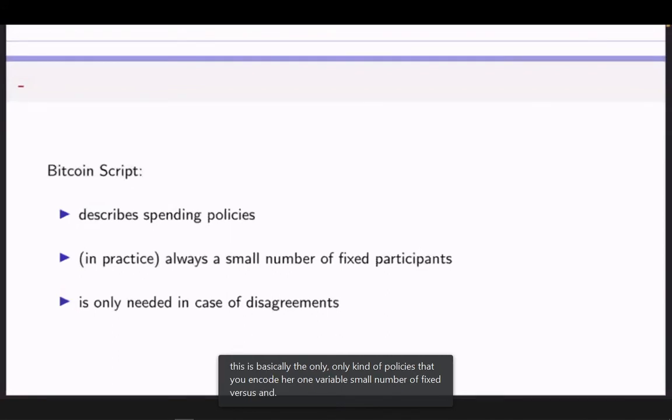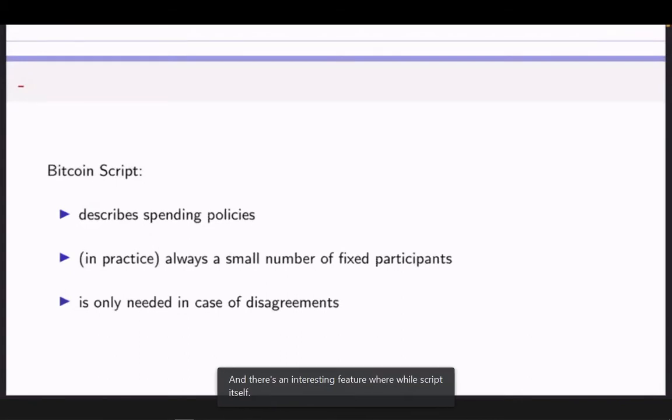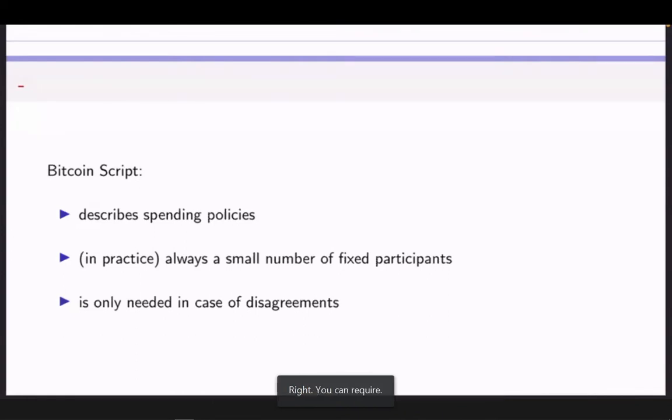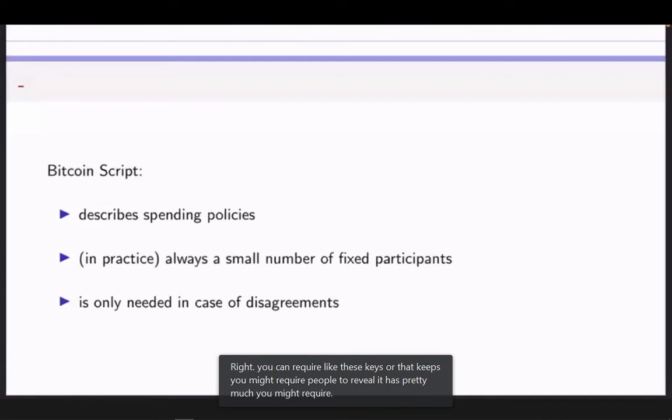And there's an interesting feature where script itself supports fairly complicated ways of deciding under which conditions the coins will move, right? You can require these keys or those keys. You might require people to reveal a hash preimage. You might require people to find a hash collision or something like that.